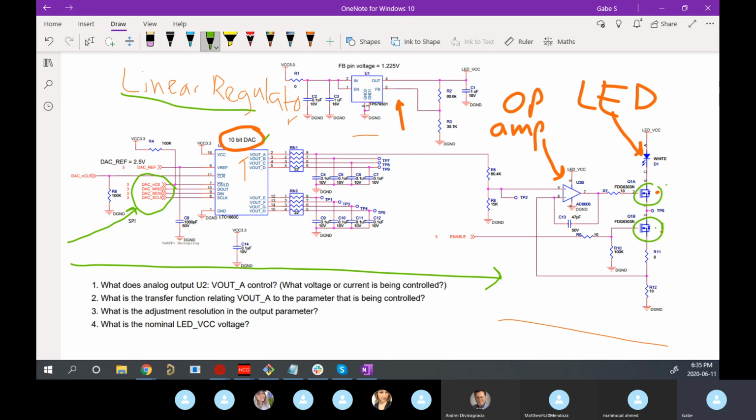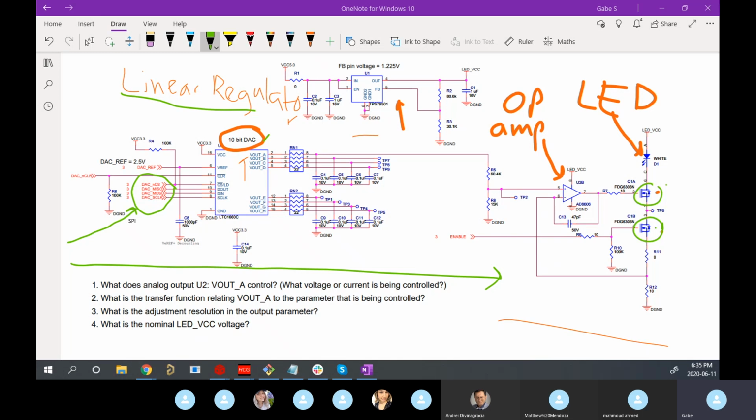And these commands are going to control what's happening through the rest of the system. So first question: what does analog output U2 Vout A control? What voltage or current is being controlled? So I'm going to let you guys guide me through this. And there's no need to have the right answer, right?